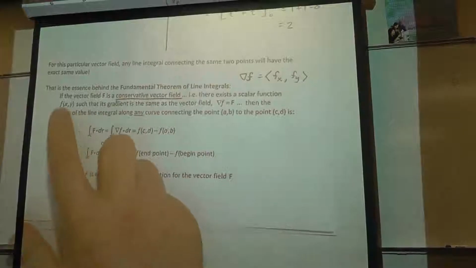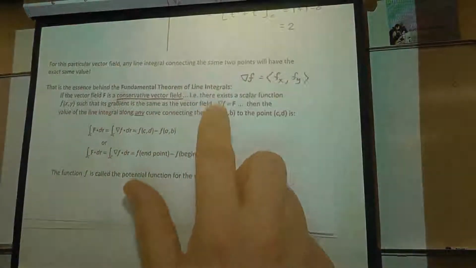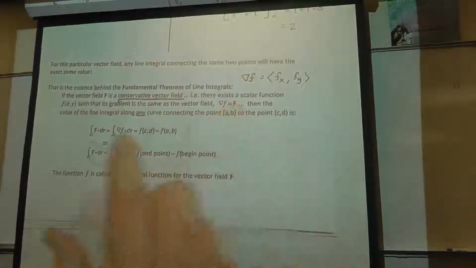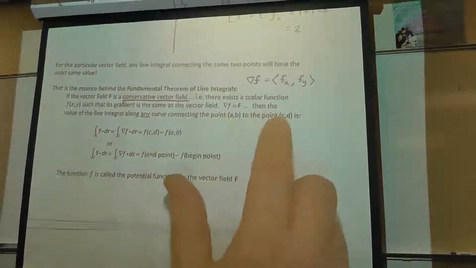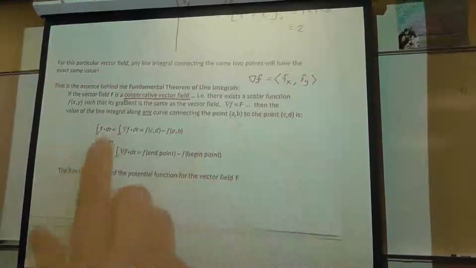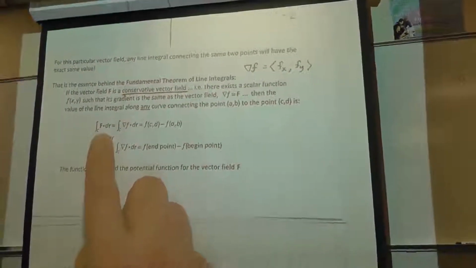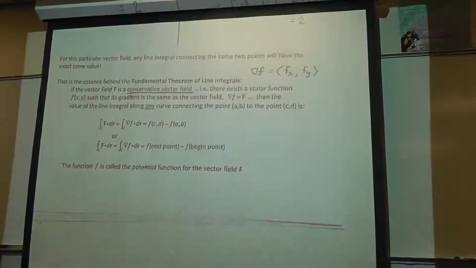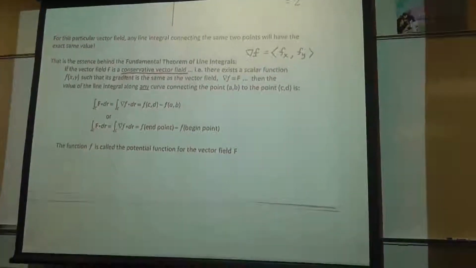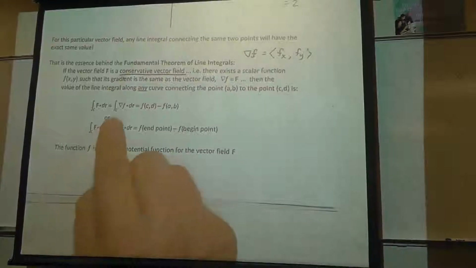A little bit of vocabulary in the statement down here at the bottom. So there exists some scalar function that when you do the gradient to it becomes the vector field. Then the value of the line integral along any curve that connects the point (a, b) to the point (c, d) is this. Here's the line integral we've been evaluating so far tonight. We've been doing F dot dr type, where you take the parametric curve, you replace the x and the y, you do the dot product with r prime, and then you integrate.